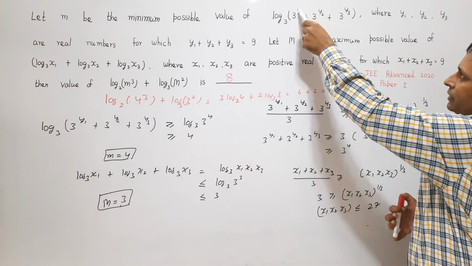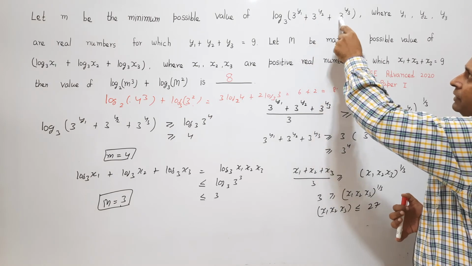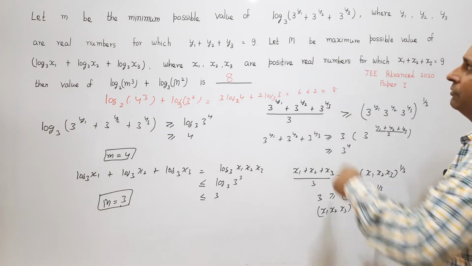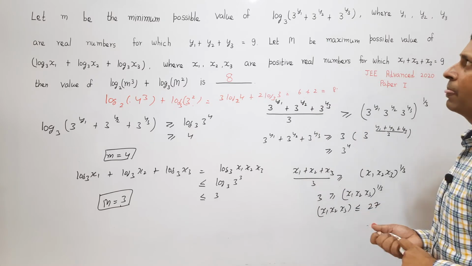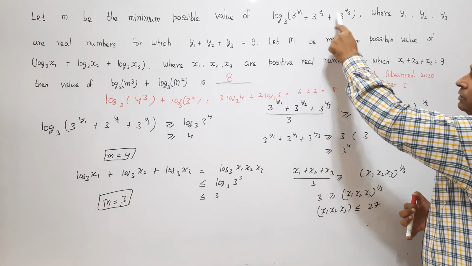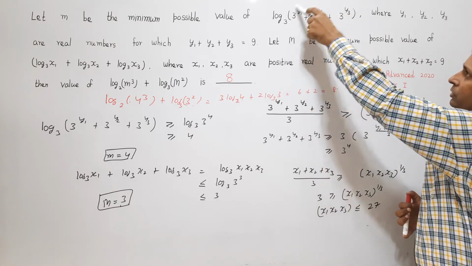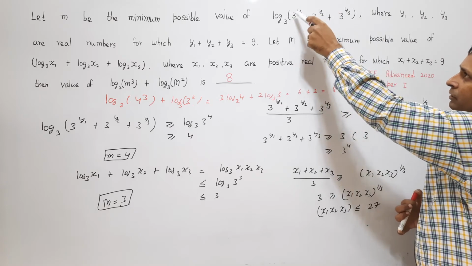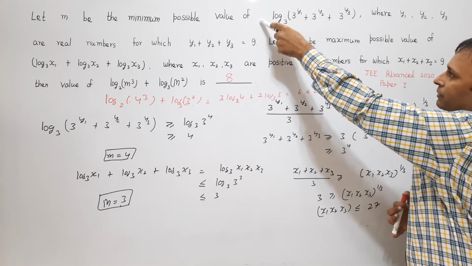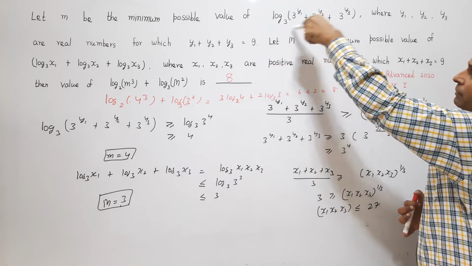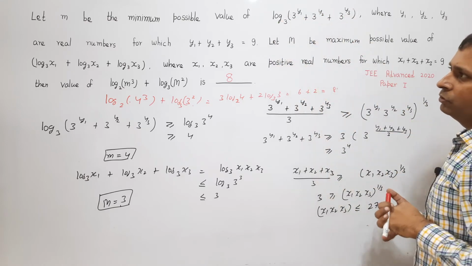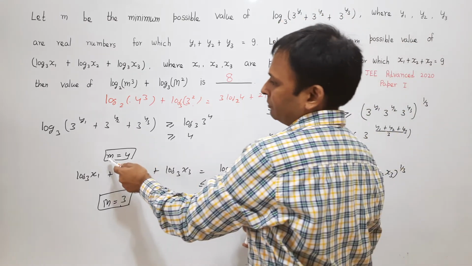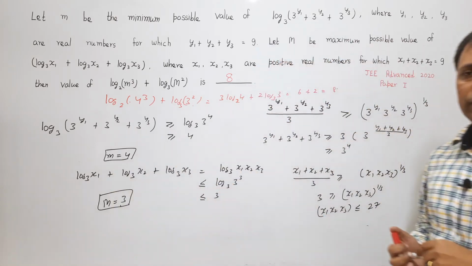So if I write 3 to the power 3 plus 3 to the power 3 plus 3 to the power 3, the sum of these values with the base 3, I will get 3 into 3 to the power 3, which is 3 to the power 4. So 3 to the power 4 with the base 3, log 4 will come here. So the minimum possible value is 4. So we get small m is equal to 4, which I have written over here.